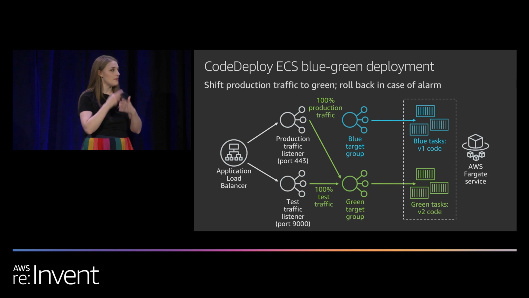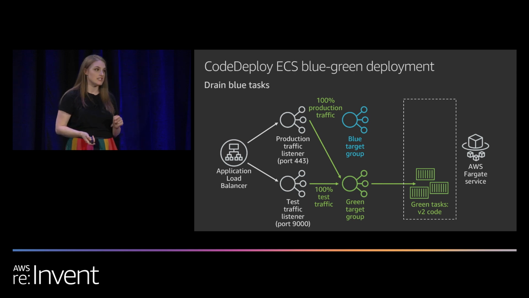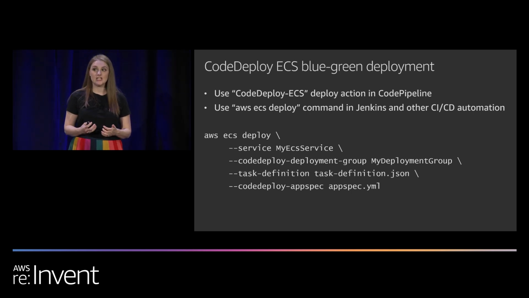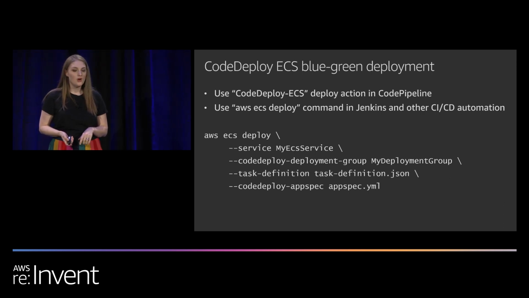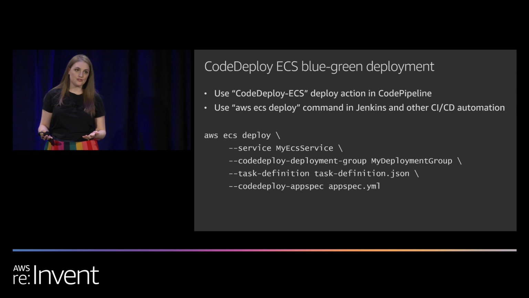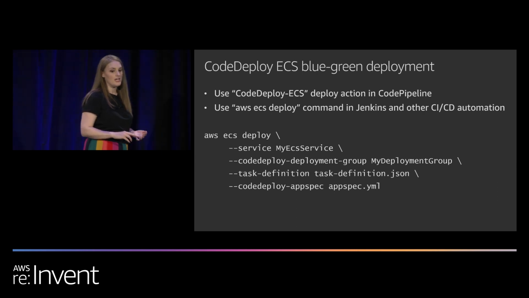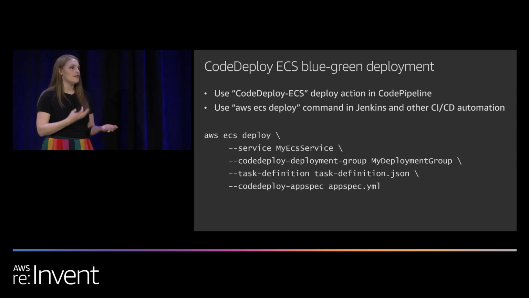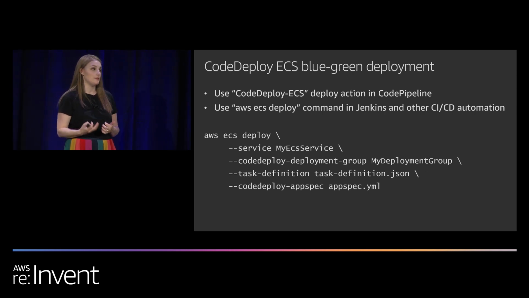So we've decided that this is good. The bake time has been successful. None of our alarms have gone off. And so now CodeDeploy is going to drain that blue task set out of the service. So in order to add deployment safety to your CI/CD automated releases, you can either use the CodeDeploy ECS deploy action in CodePipeline, or you can use the AWS ECS deploy command in the AWS CLI to add it to any automation that you're using today. So this command will register the task definition, start the CodeDeploy deployment, and wait for that deployment to complete successfully. So it's really nice to be able to add this to your scripting and fail your pipeline based on whether this command succeeds or fails, based on whether the CodeDeploy deployment succeeded or failed.